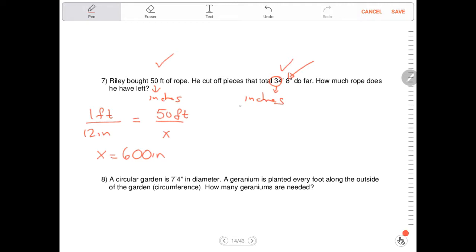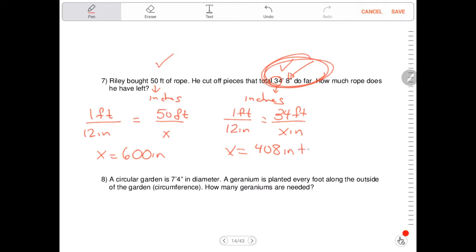So that's in feet. So I know 1 foot is equal to 12 inches. This time 34 feet goes on the top. X in inches there. X equals, let's go 34 times 12. That's 408 inches. Now don't forget, this measurement, it's not 408 inches. What do I have to add? I have to add that 8 inches. So this gives you 408 plus 8 is 416 inches.